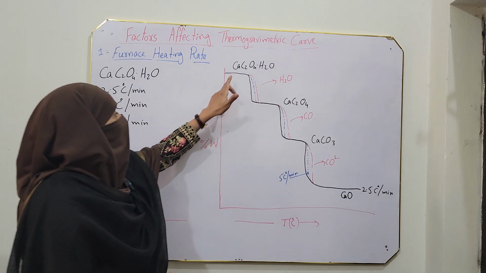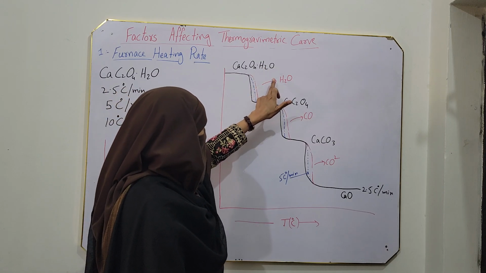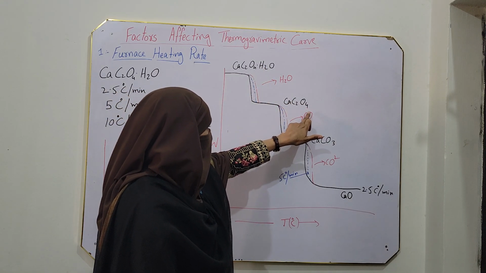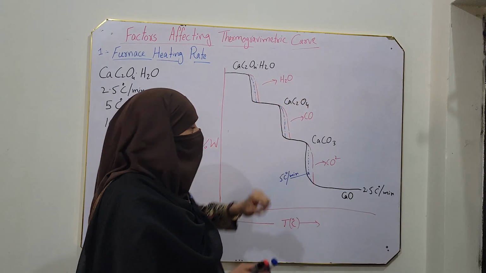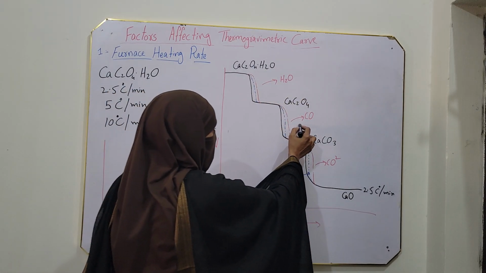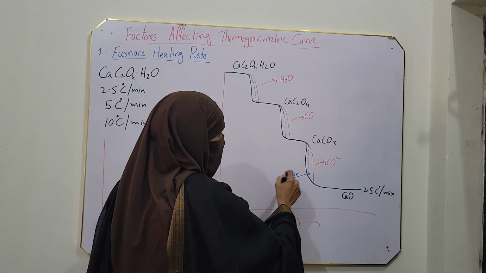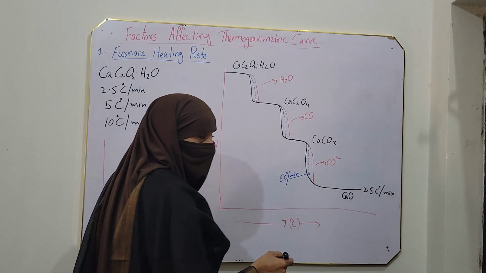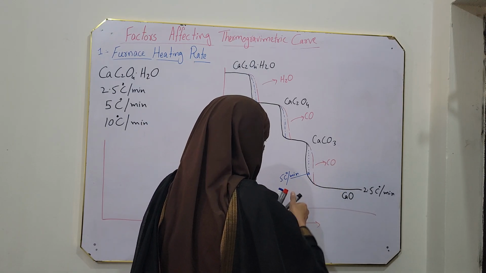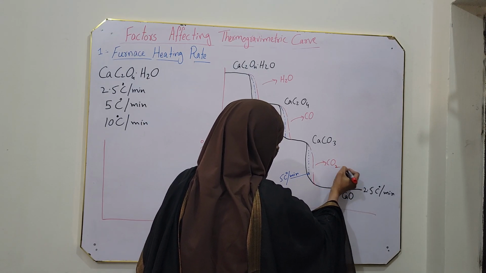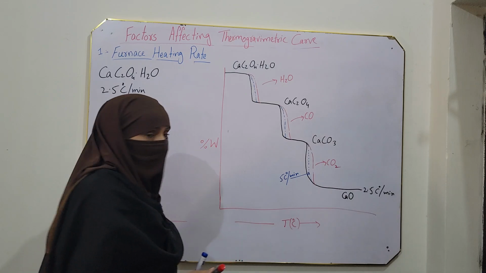In the first step, calcium oxalate is decomposed into calcium oxalate dehydrated, meaning a water molecule is removed. In the second step, carbon monoxide is removed and calcium carbonate is formed. And then in the final step, carbon dioxide, CO2, is removed, and calcium oxide is formed.